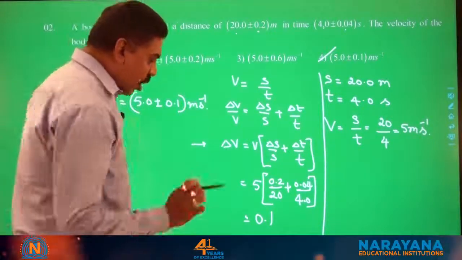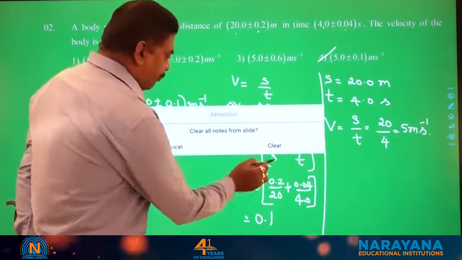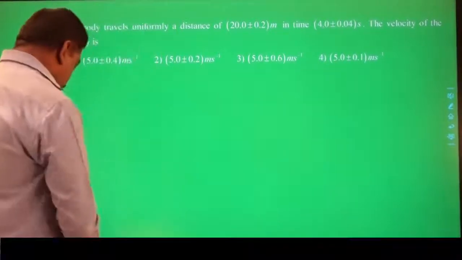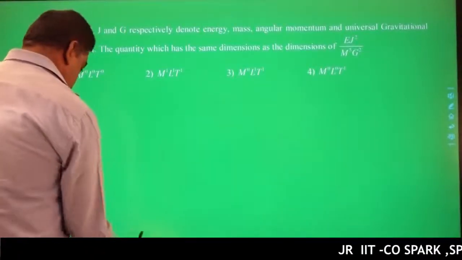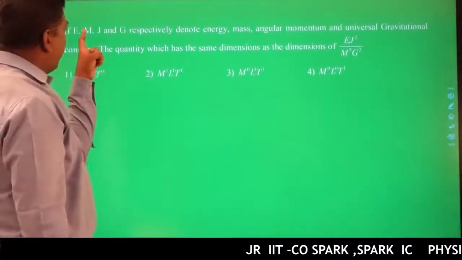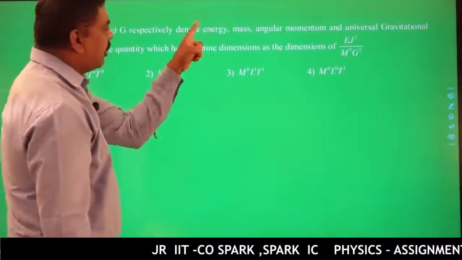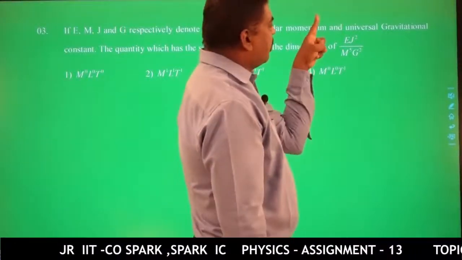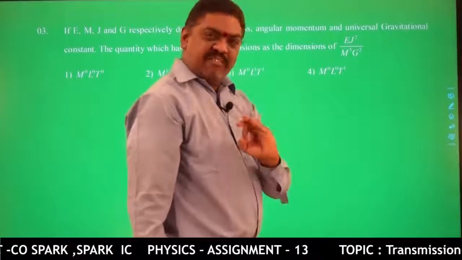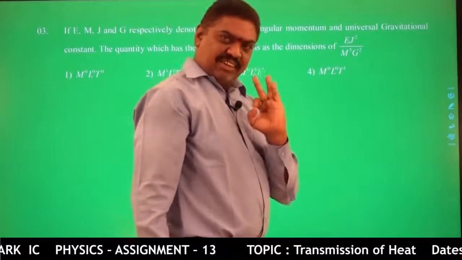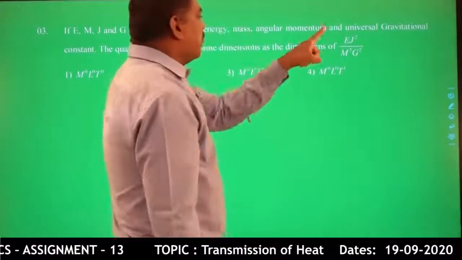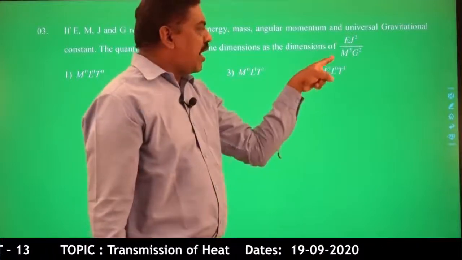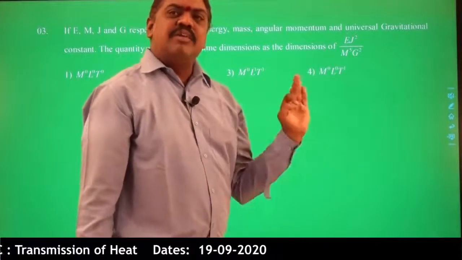Now we'll go to the next problem, the third one. If E, M, J and G respectively denote energy, mass, angular momentum and universal gravitational constant, then what are the dimensions of E J square by M power 5 G square?